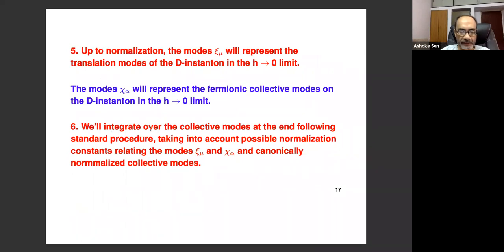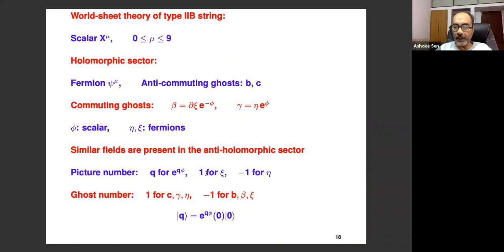Okay, so I think this is what I've already said: eventually we'll integrate over the collective modes. But in that process, we'll basically have to relate the collective modes to the correctly normalized modes, and that will generate an extra factor in the measure. Okay, so now I'm going to give more technical details. Let me try to go through it reasonably slowly.